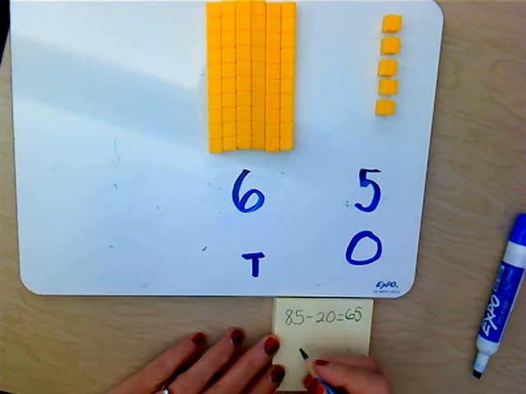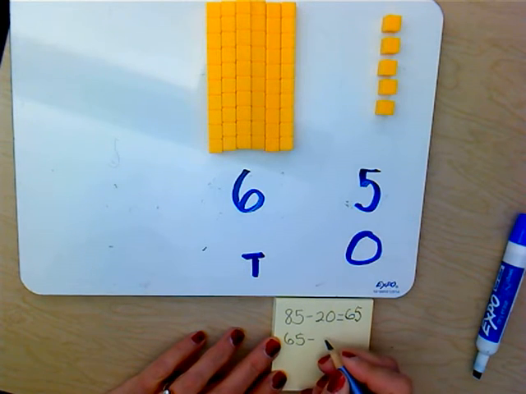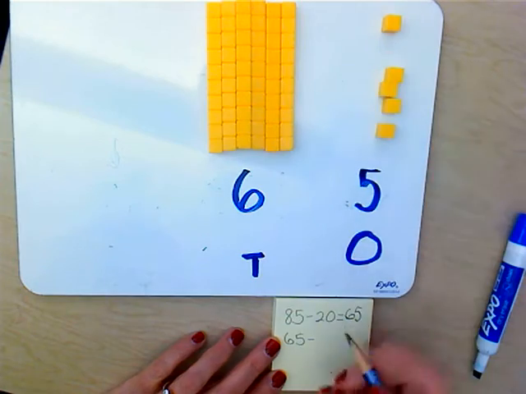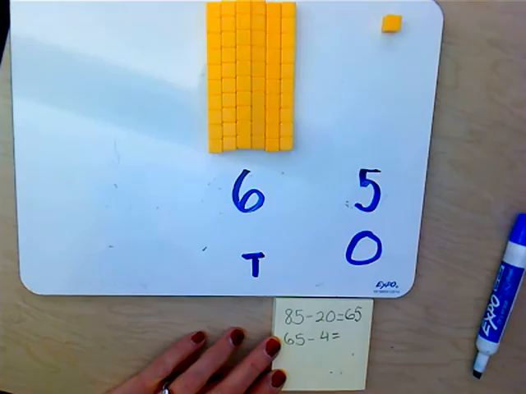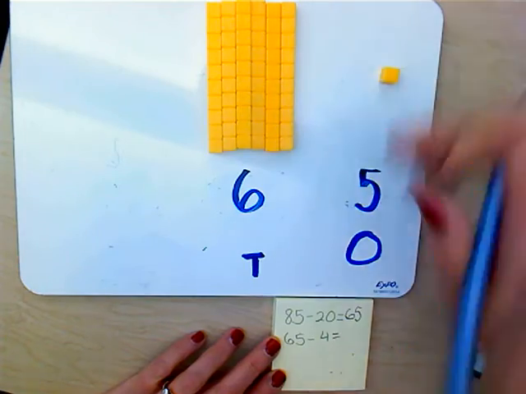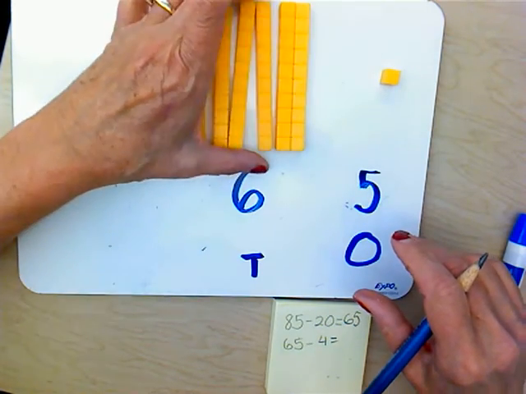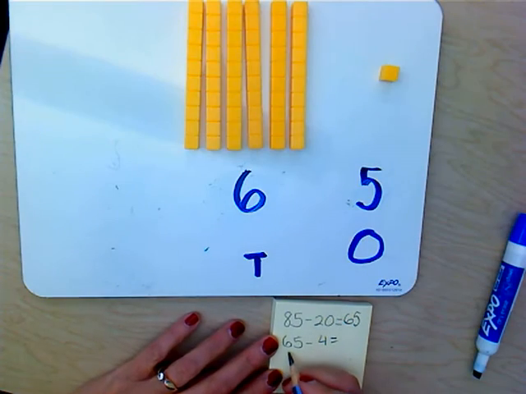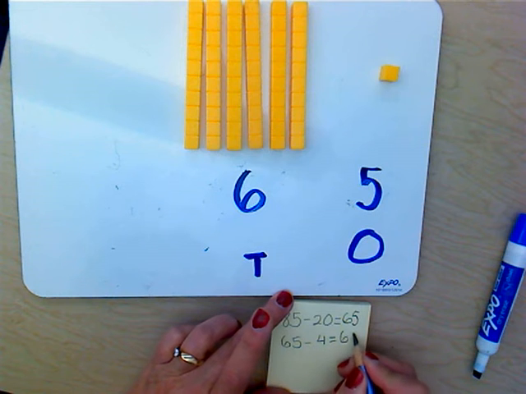All right, so I'm going to start with 65. And this time I'm going to take away 1, 2, 3, 4. I'm going to take away 4. Here they go. Bye-bye, 4. What does that leave me now? Did my tens change? Nope, they didn't change. I still have 6 of them. So I still have 60. So 65 take away 4 leaves me 61.